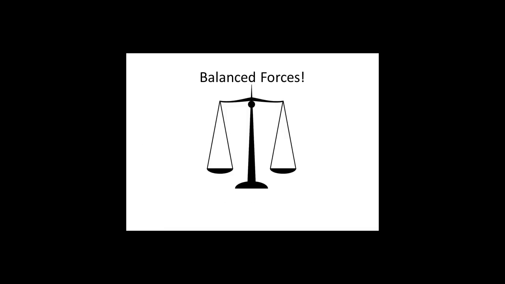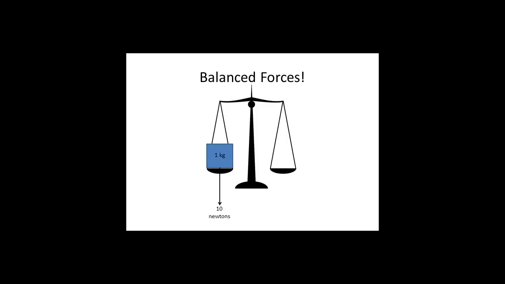Let's look at a different example. Here we have a set of scales, and what we can do with that set of scales is put a 1 kilogram mass onto one side, and we know that because gravity is acting on the mass, there'll be a force of approximately 10 newtons downwards due to that 1 kilogram mass.